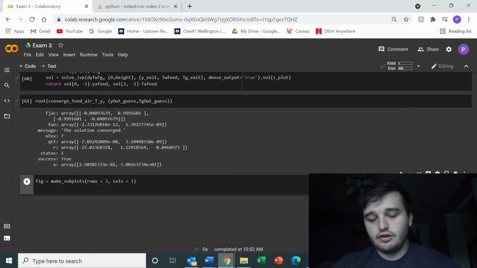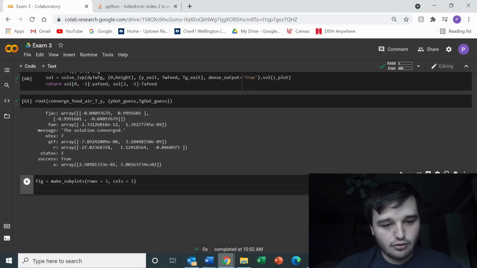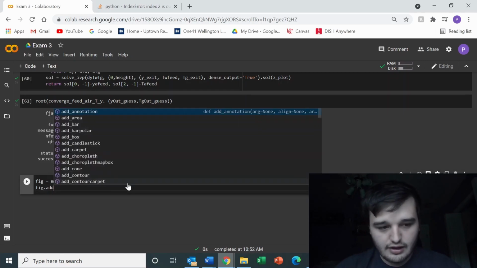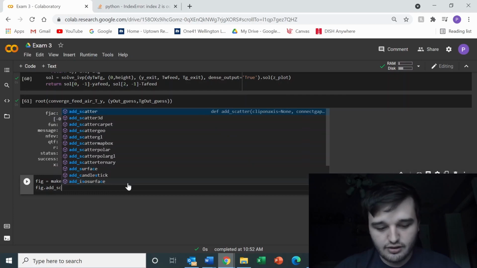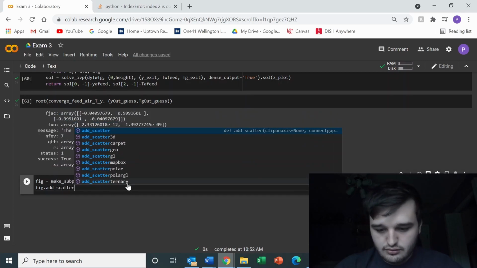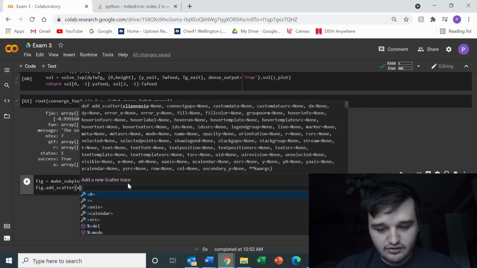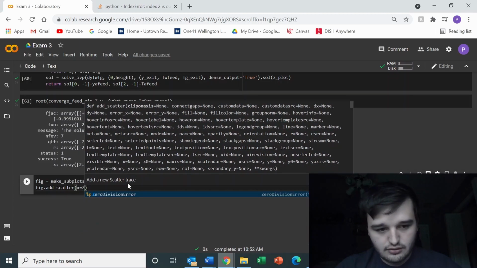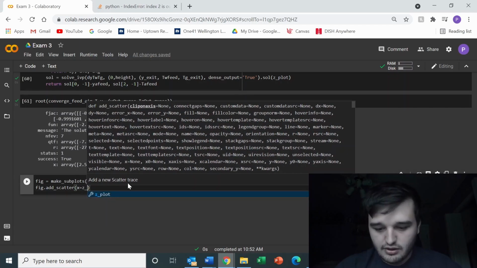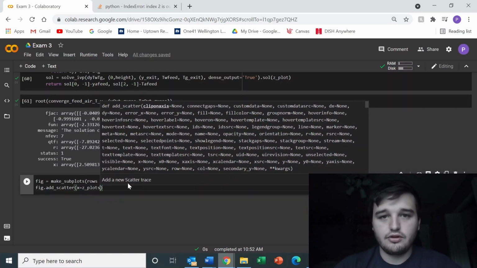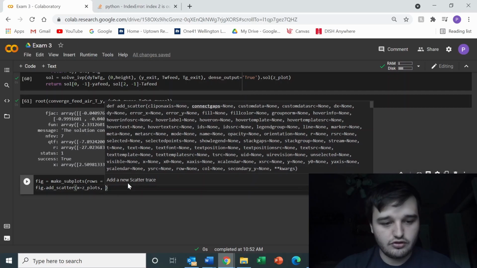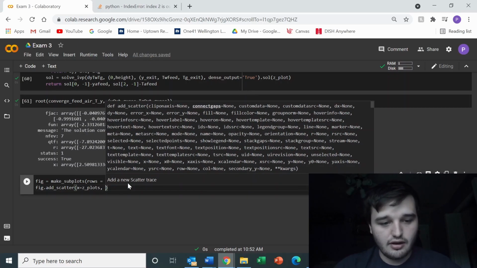3 rows, 1 row for each variable, and they're all going to be in the same column. This time we don't need more than 1 column, and then we're going to start by adding traces with fig.add, and this is not traces, but we're going to add a scatter plot. The scatter plot, like I said, needs an x-axis, and that x-axis is going to be the z_plot, which is those, like I said, linearly spaced points from 0 to 20, with 20 being the bottom of the cooling tower and 0 being the top.